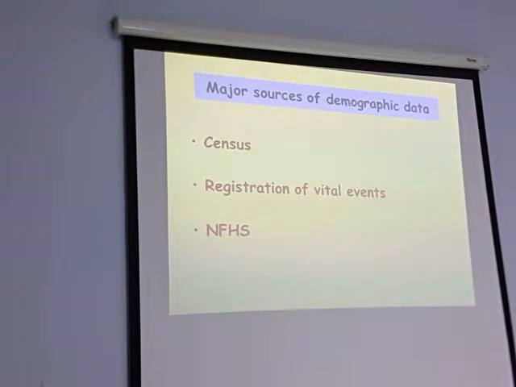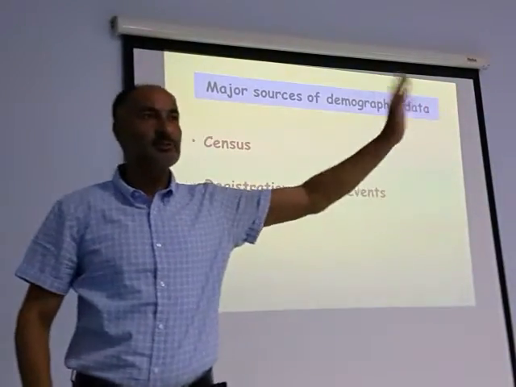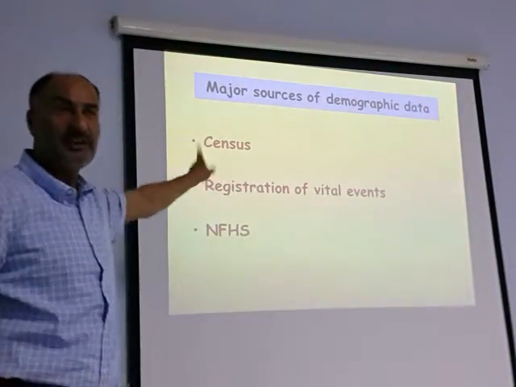The third thing is the National Family Health Service surveys. That's why from time to time they go and carry out the survey. These are the major sources of information on demographic data of your population. Is that clear? Any query here? Up to this point, where you get the data from? You get it from here.